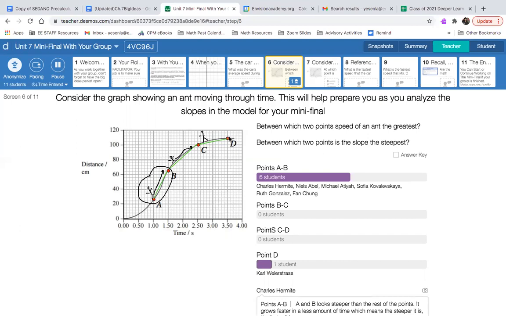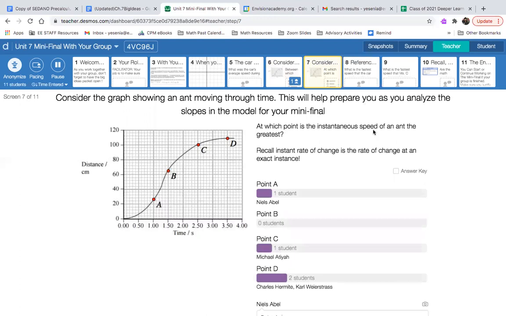So we're going to be looking at the slopes of the teacher's graph to determine at what point in time the speed was the greatest, and we're going to try to figure out what that speed was. And then we're going to answer that question for number 2. Let me go ahead and clear this. Let me know if anyone has questions about that, but that's also a reason why I stuck this in the Desmos. Another thing I stuck in the Desmos is, at which point is the instantaneous speed of the ant the greatest?